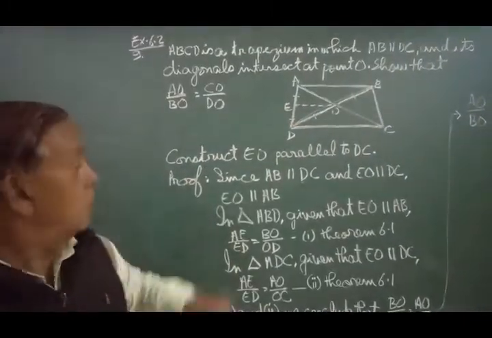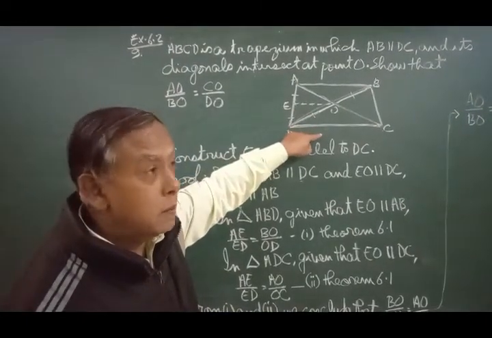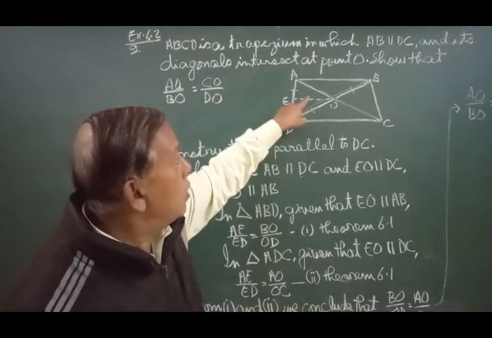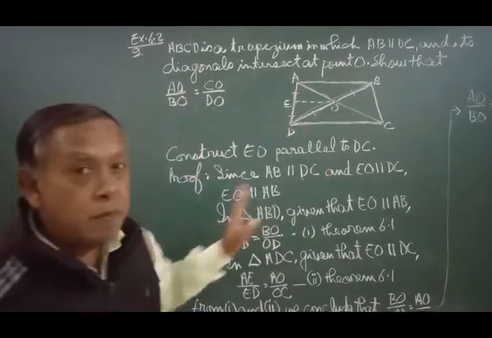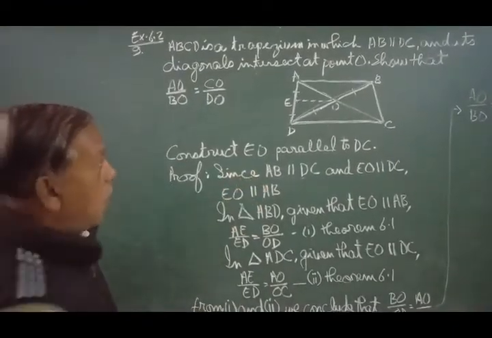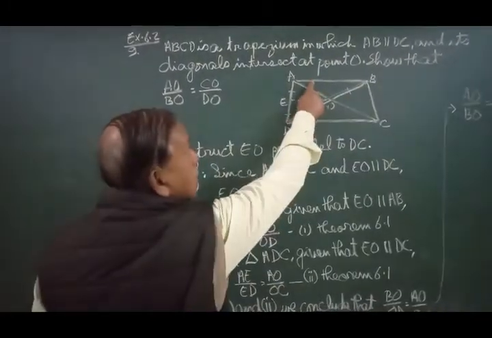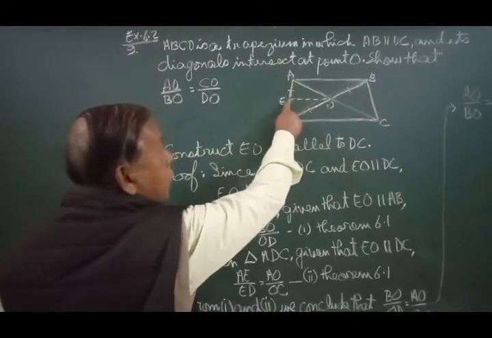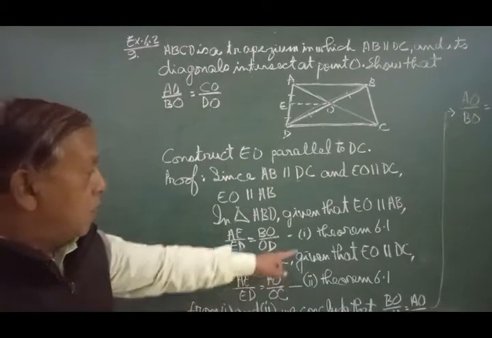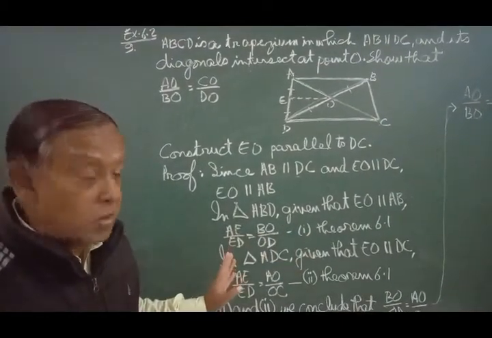The proof. Since AB and DC are parallel, EO and DC are parallel, therefore EO is parallel to AB. Now we look at the triangle. We have the triangle ABD. These two are parallel, therefore AE upon ED is equal to OB upon OD. According to theorem 6.1, parallel lines, proportionate sides.